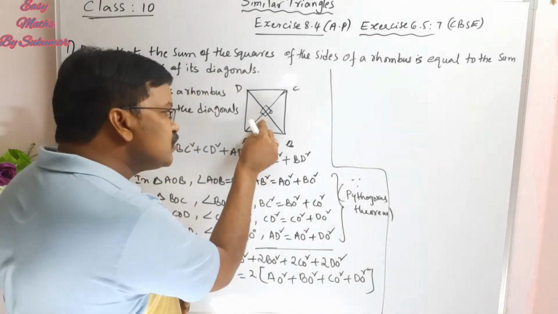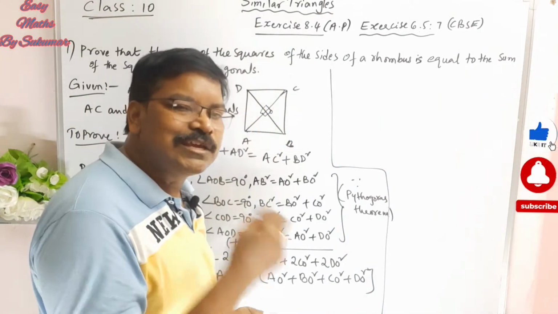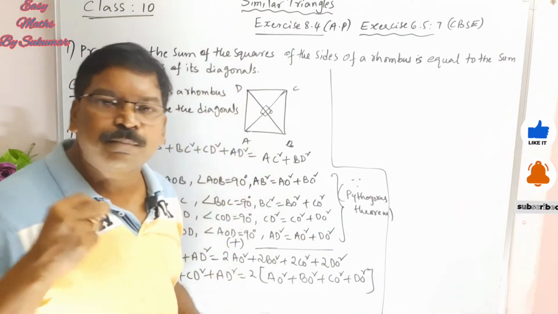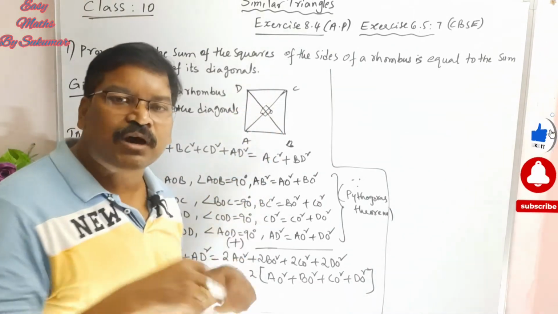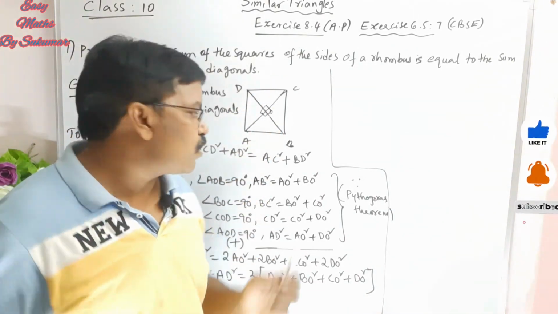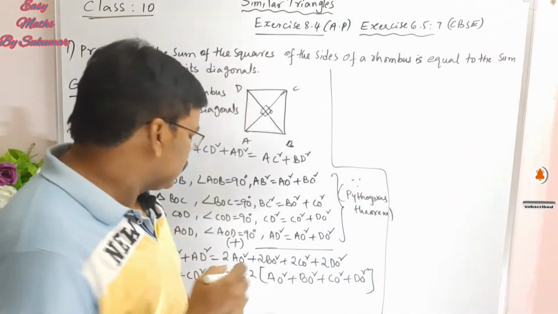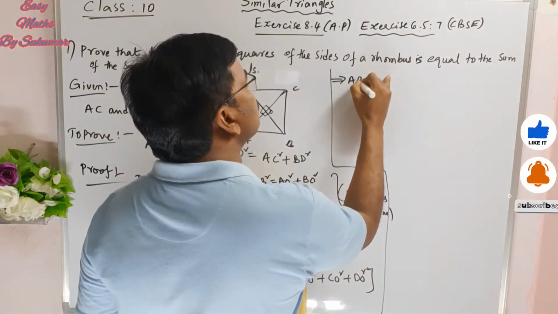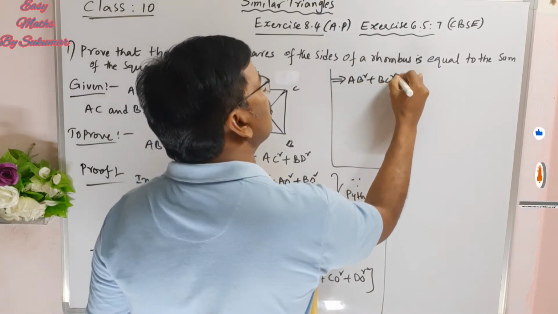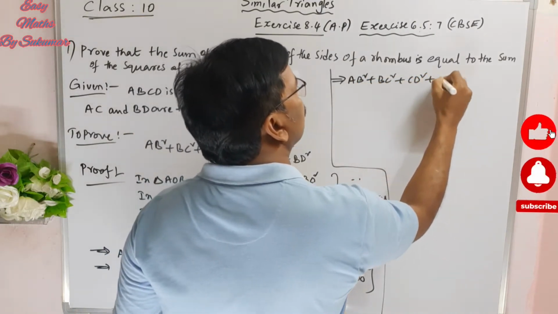That means this AO and CO are equal. That means O is the midpoint of AC. And this BO and DO are equal. That means O is the midpoint of BD. Therefore, this implies AB square plus BC square plus CD square plus AD square.